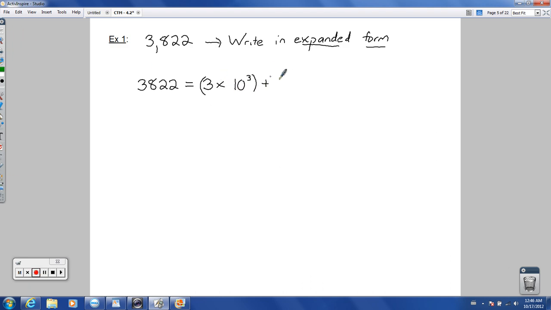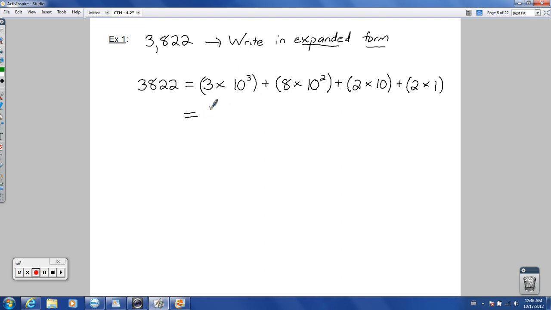And we have that plus, this would be 8 times 100, or in other words, 10 squared. This would be 2 times 10 to the 1st, or just 10. And then this one's 2 times 10 to the 0 power, or just 1. So anything to the 0 power except for 0 is 1. 0 to the 0 power, that's just weird.